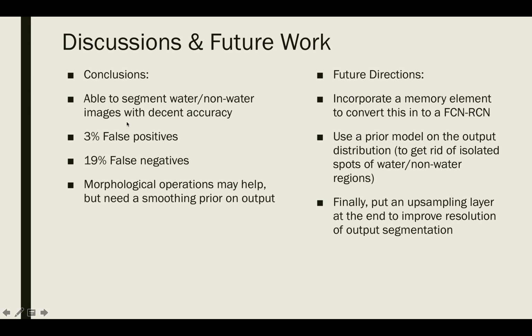Our conclusion is that we're able to segment water with decent accuracy, and we can further improve the results by incorporating maybe a memory element or using a prior model for the output prediction to get rid of isolated water or non-water regions. Finally, we can add an upsampling layer to improve the resolution of the output segmentation, but that would require more training data.